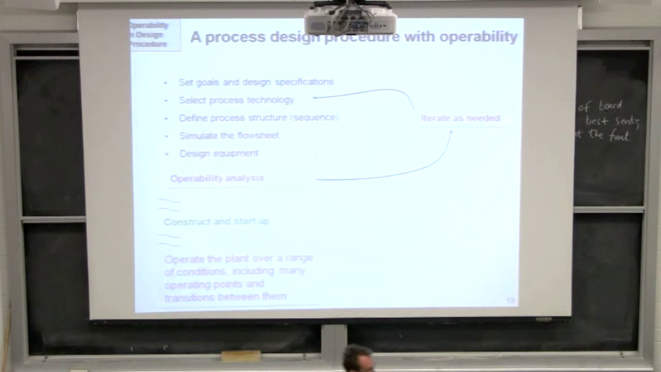The whole point from Friday's class is that if you choose to design a process at a single nominal point, so you set one base case with a given feed, and you select your technology, you design your flow sheet, you simulate it, you design that equipment, and then build it, the 2-3 years in between will mean that by the time you construct and start up your plant, it will not actually operate as you expect and may not even operate at all.